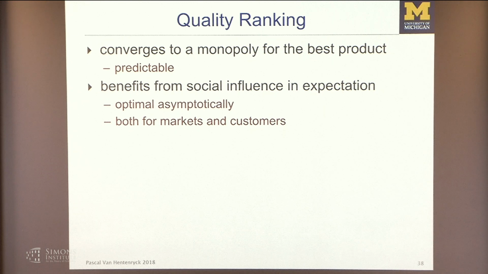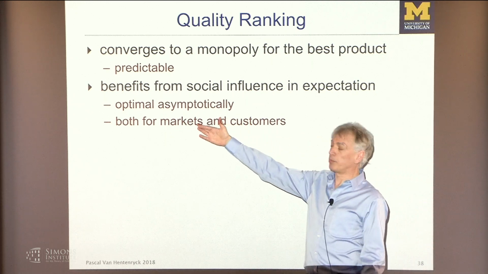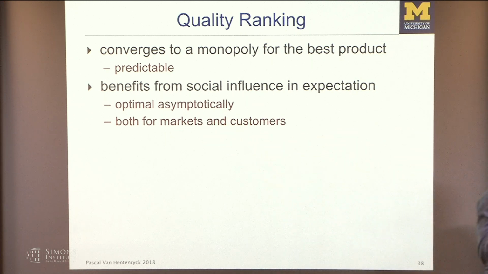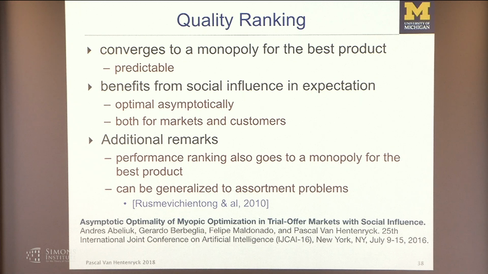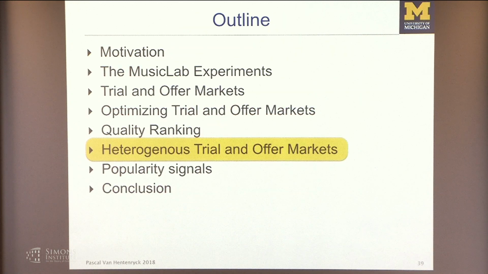And what I like is that it's not only good for the market, this is optimal for the market, but it's also very good for the customers because they are driven to the best product, in a sense, the product that has the best quality. And so you can prove the same thing for the optimization approach. It also goes to a monopoly at the limit on the best product, and you can generalize that to the assortment problem using some of the algorithm that David and Pat have used in the past. So as the basic optimization approach, essentially all these things are nice. Okay. So let me tell you a little bit, let's try to make this a little bit more realistic now.